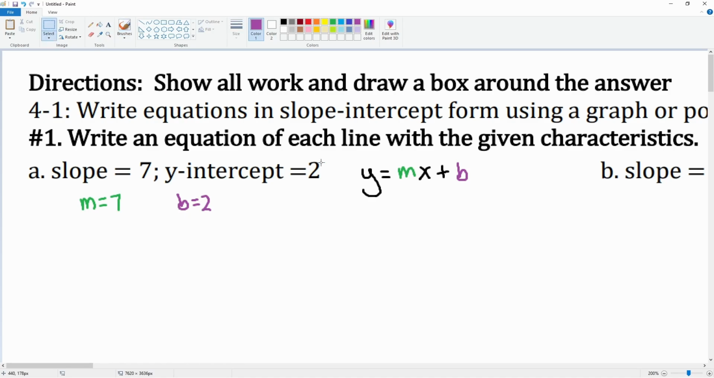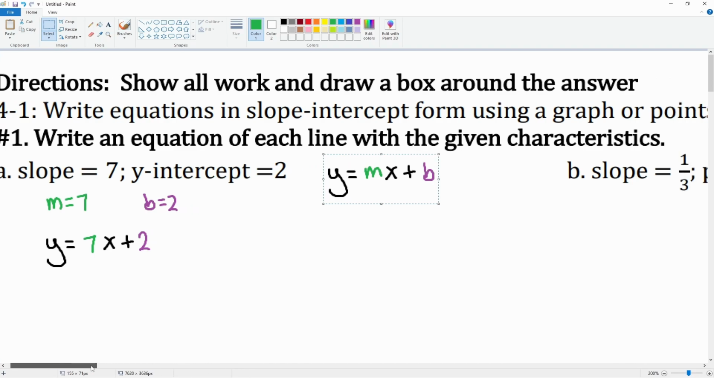Now you need the formula for the equation of a line in slope-intercept form. Here you go. That b here is going to be replaced with the number 2 like from before. And the m here is going to be replaced with the 7 that we were given. So there you go. That is this equation of y equals mx plus b.